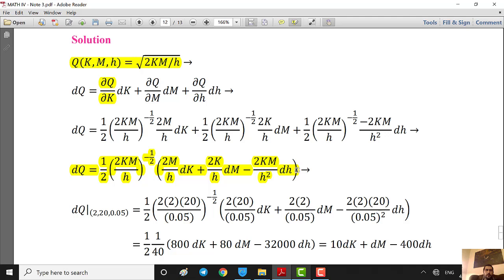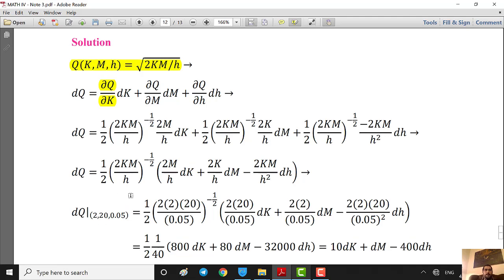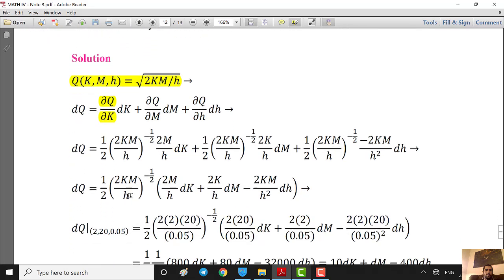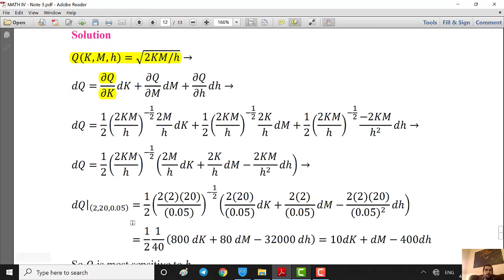Now, if we evaluate dQ at the given point (2, 20, 0.05), meaning K equal to 2, M equal to 20, and H equal to 0.05, we're going to reach this. And after simplifications, we're going to get 10 times (dK plus dM) minus 400 times dH.